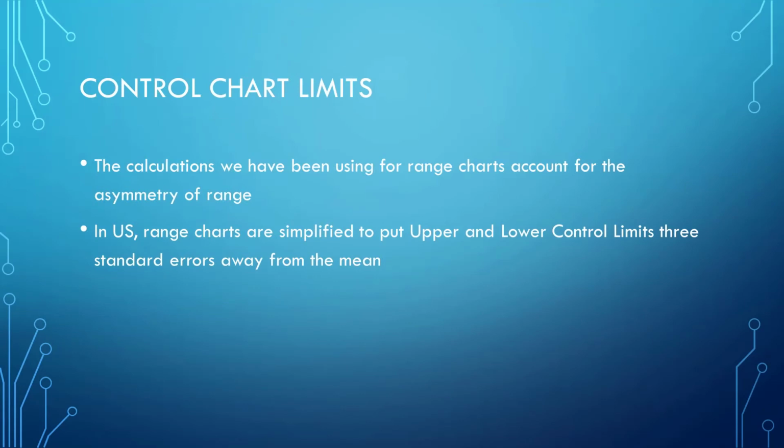Now, the math that we've been using for how to derive the range charts has paid attention to the asymmetry of range. But in the US, often range charts are simplified. They have upper and lower control limits that are just 3 standard errors away from the mean.